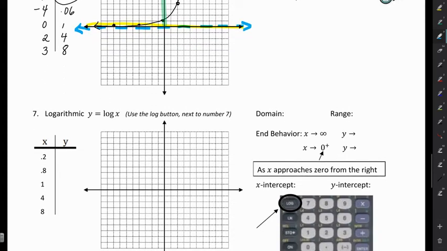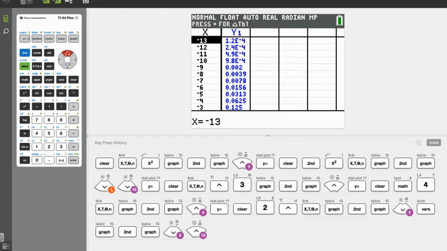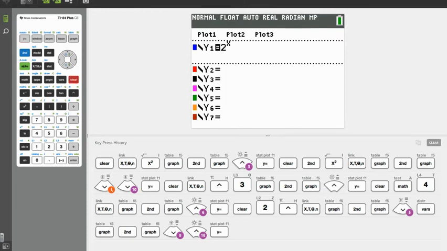All right, so we're going to go to our calculator. We're going to go to y equals. We're going to hit clear. And we're going to press the log button. And the log button is right next to the number 7. And we're just going to type in x. And hit graph.